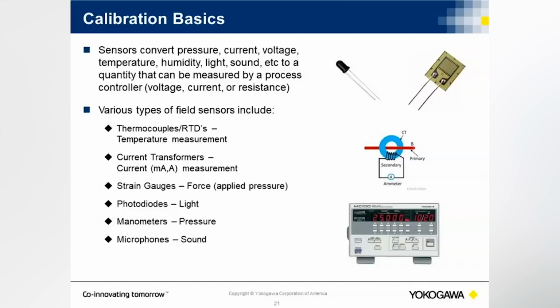So before we get to any discussion on calibration, it's important to understand the difference between sensors and calibrators. Sensors, similar to pressure transmitters, are devices which convert physical phenomena, such as pressure, current, voltage or temperature, etc., into a quantity that can be measured by a process control system. Some examples of field sensors include thermocouples and RTDs, current transformers, microphones, and photodiodes.